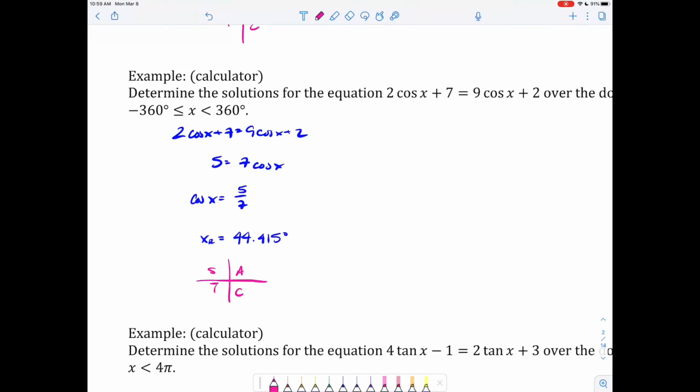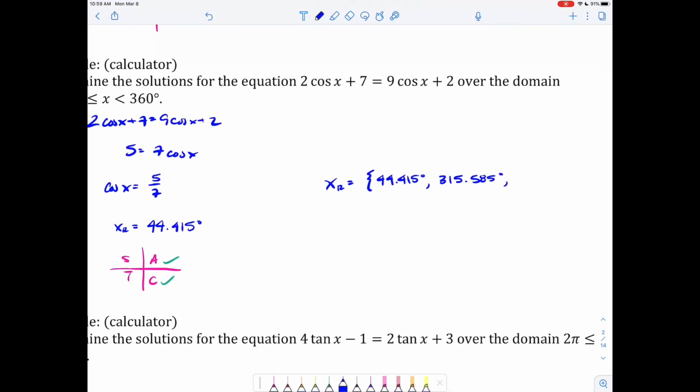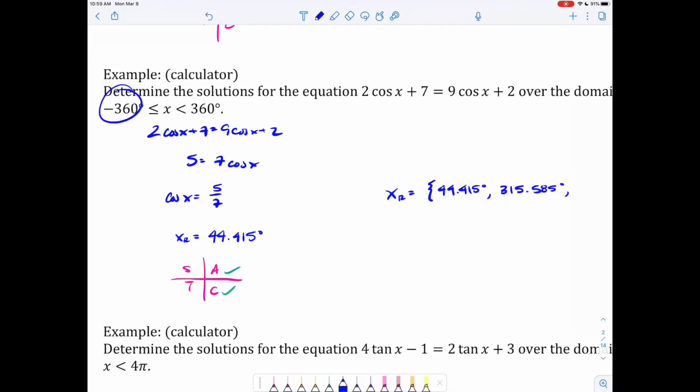Cosine is positive, so we're here, we're here. What could my values be? It could be 44.415. That's an option. It could also be the quadrant 4 version of this. So I take that and I subtract it from 360 to get me 315.585 degrees. But then we can go as low as negative 360. So we can't go any higher here.